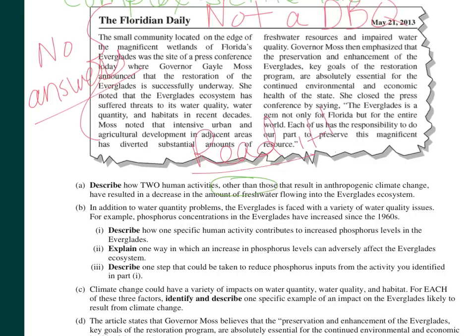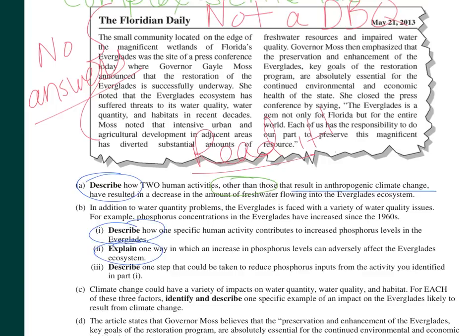So this one says describe 2 human activities other than those that result in anthropogenic climate change that have resulted in a decrease in the amount of fresh water flowing into the Everglades ecosystem. And so some students actually will write about what it says not to write about. So don't do that.